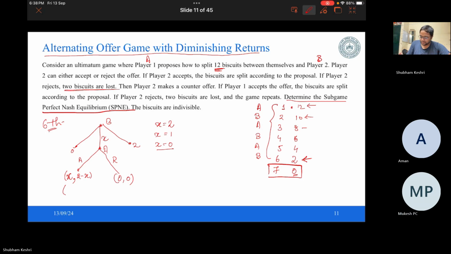So I'm asking, this will not occur because there is a threat. Player A might reject it, because in this case also he is getting 0. In this case also he is getting 0. Correct. So X is equal to 0 will not be in the subgame perfect Nash equilibrium. I'm asking what happens when X is equal to 2.